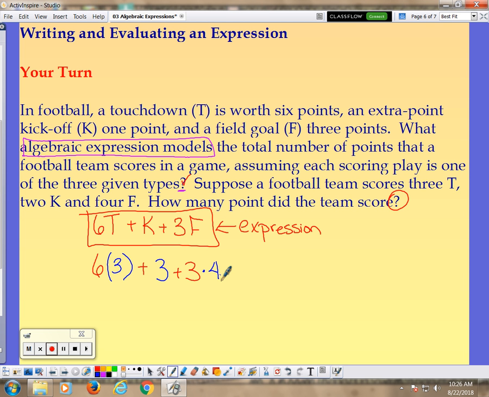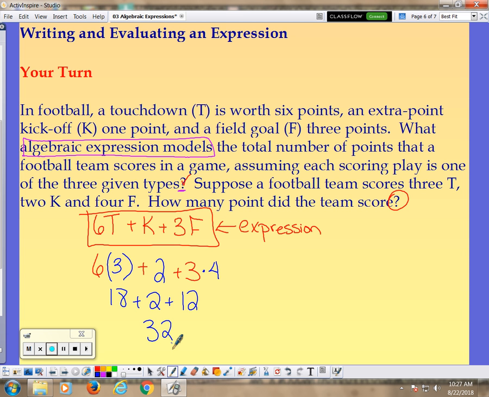oh, ladies and gentlemen, I goofed. This is not 3. Mrs. Miller did not read correctly. This is a 2. Sorry. All right, so 6 times 3 is 18, plus 2 plus 3 times 4 is 12. 18 plus 2 is 20, plus 12 is 32.